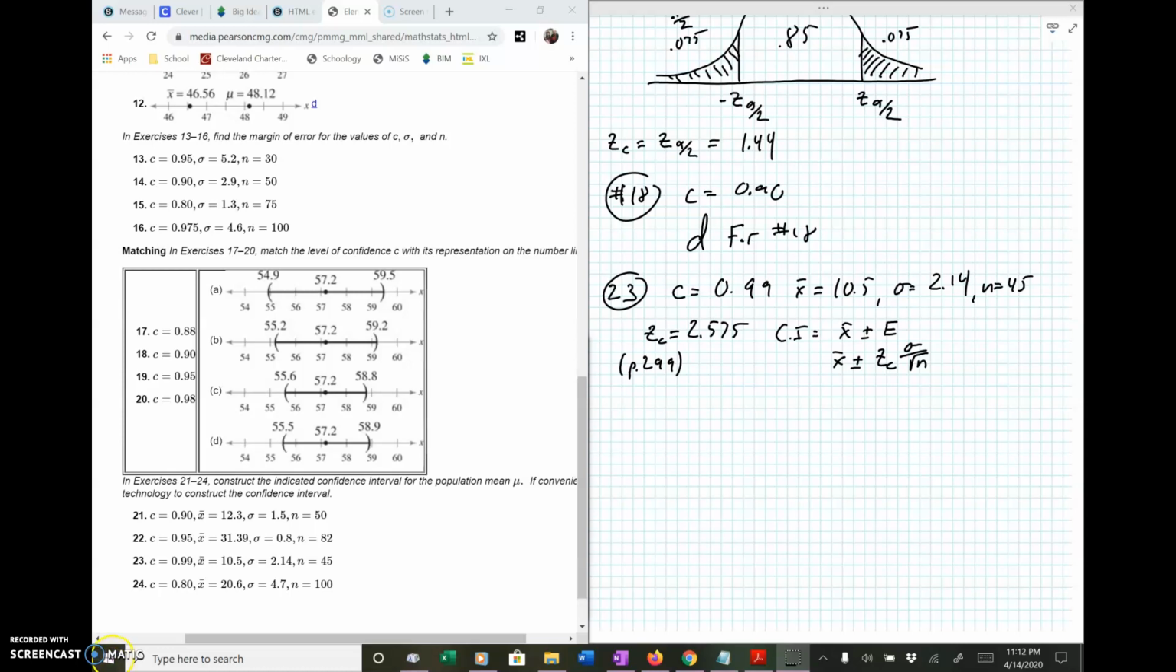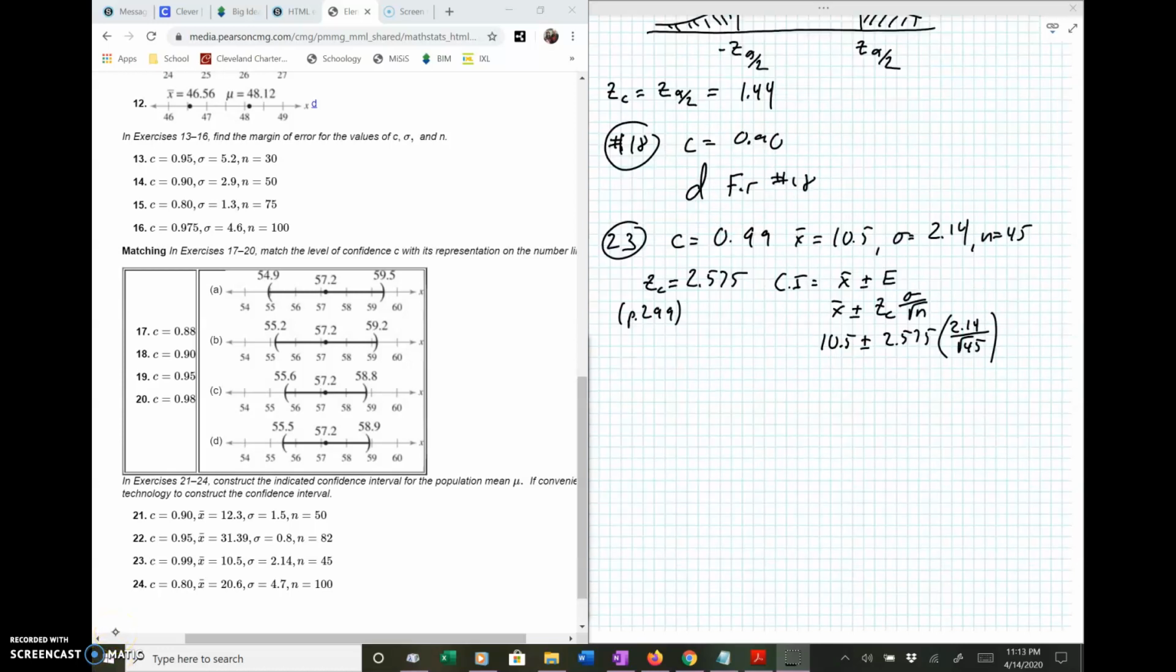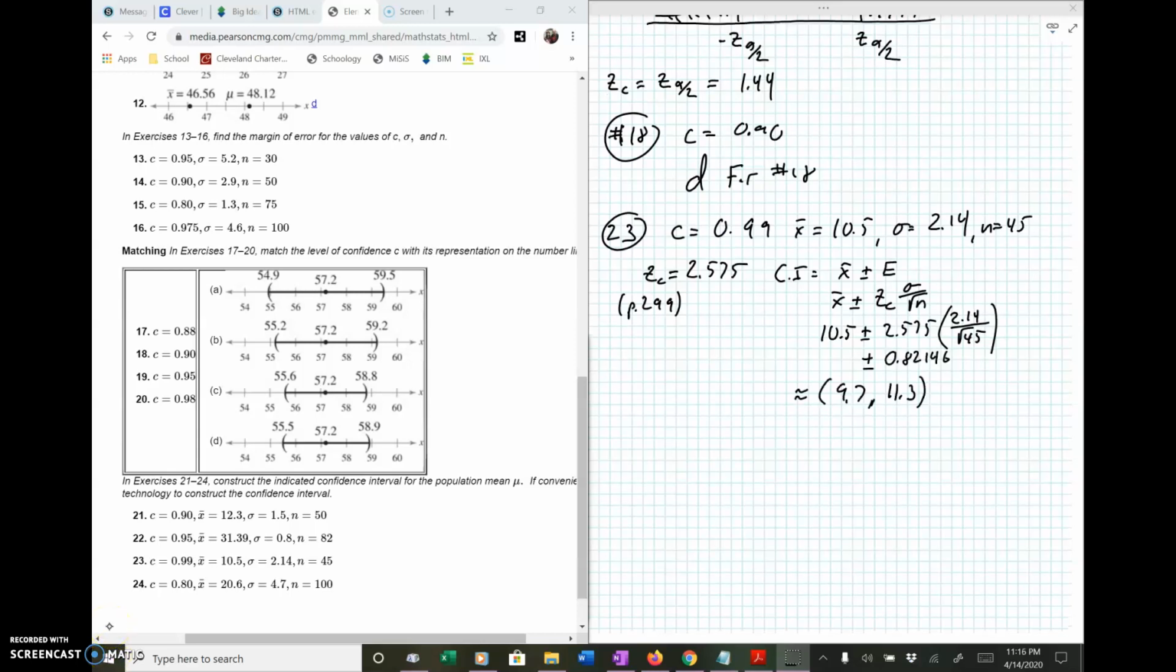Fill in your numbers. So I got my numbers in. Now it's time to put it in the calculator. So I've already done this out here. I got 0.82146 for the margin of error. If you go straight from here to here, that is fine. I wish they would tell us ahead of time what they wanted us to round this to. I could see the answer in the book. I saw it was tenths. 9.7 to 11.3 is our interval.